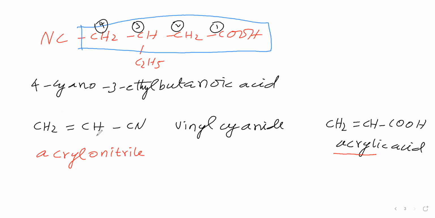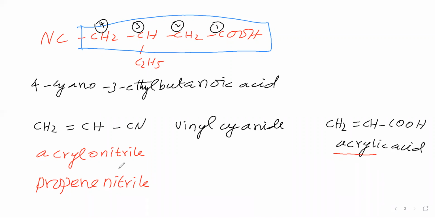Then we will see the IUPAC name. Here, totally 3 carbon atoms are present. Therefore, prop. A carbon-carbon double bond is present. Therefore, ene. And for cyanide, the secondary suffix is nitrile. It is the IUPAC name of this compound. IUPAC name is so and so. Okay. Next, we will see the names of some dicarboxylic acids.